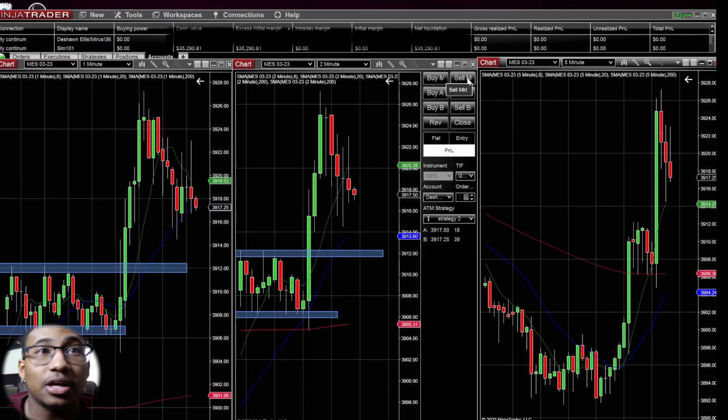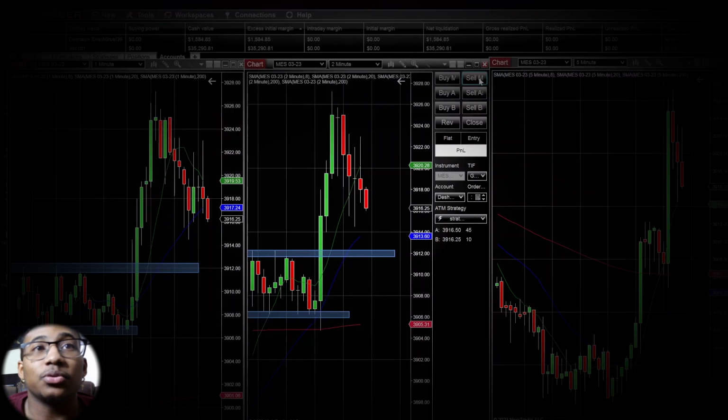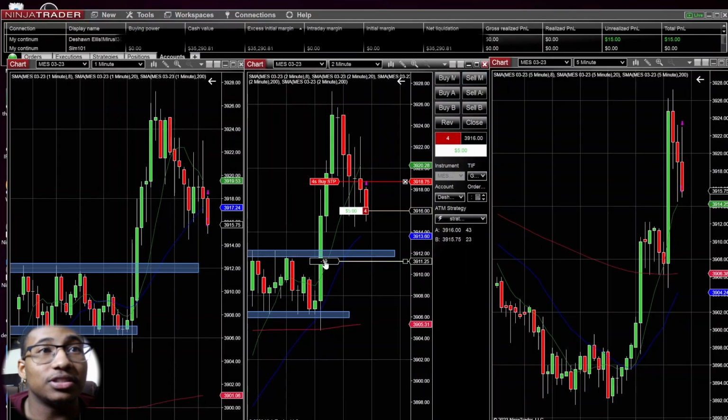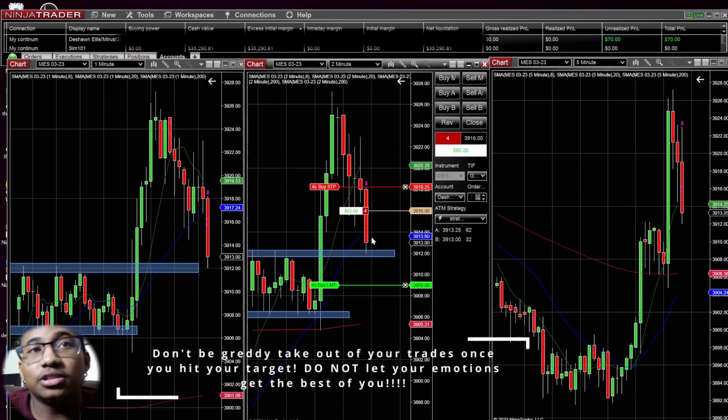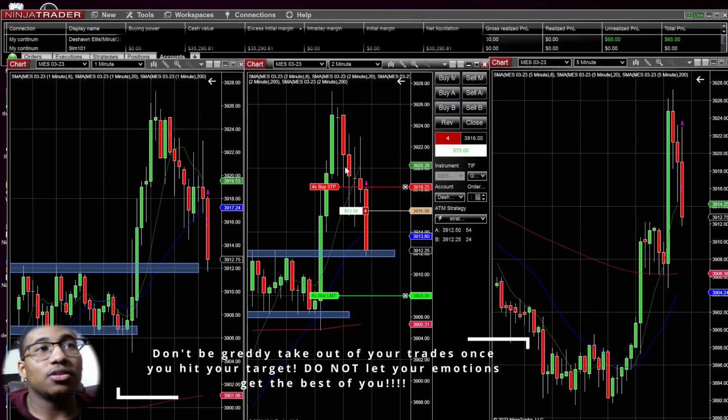So I needed it to break that wick. It broke the wick, I got in, so I'm looking for the sell. I wanted to go to the first support, and I could have taken out right there at the first support, but I didn't. So right now we're up $75, $65, $70, $80. But I'm like, okay, the way that fell, I think it's going to fall to the next support. So that's what I'm holding to.